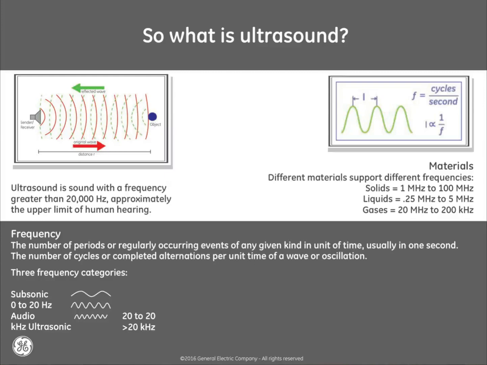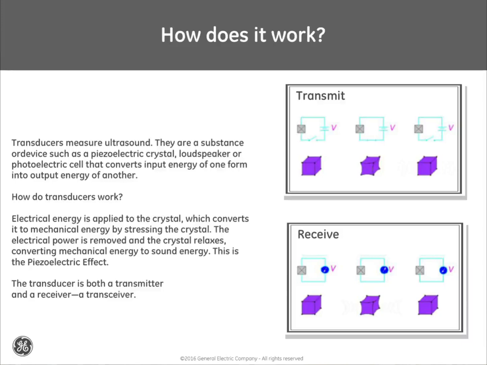Now that we understand ultrasound, how do we generate an ultrasonic wave for instrumentation? Well, we use a transducer. A transducer is made of a substance that will convert electric energy into mechanical energy or vice versa. When you want to transmit an ultrasonic signal, electric energy is applied to a crystal which stresses the crystal. Once the electrical energy is removed, the crystal relaxes and converts the energy into a sound wave.